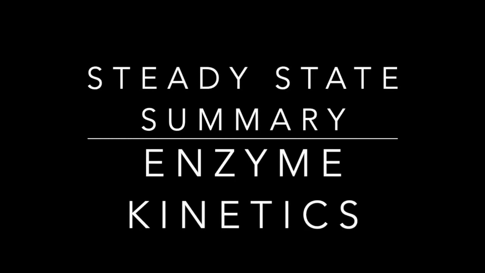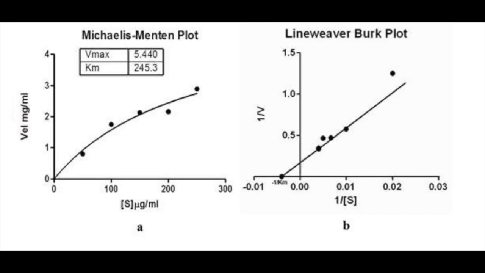This video is going to be a simple explanation of enzyme kinetics and interpreting the graphs associated with them. We'll also be going over the effects of inhibitors on these plots and what that might look like. Shown here is a Michaelis-Menten plot and a Lineweaver-Burk plot. The two values most important to recognize are the Vmax and the Km.